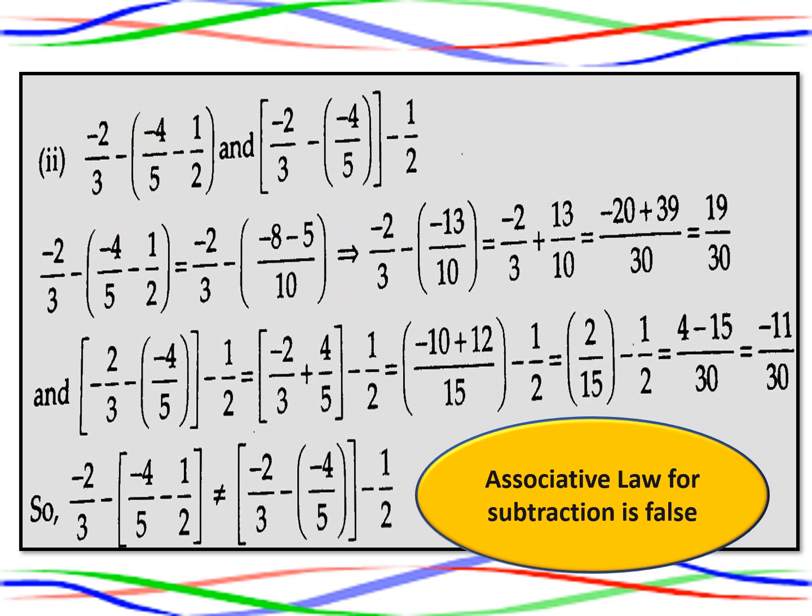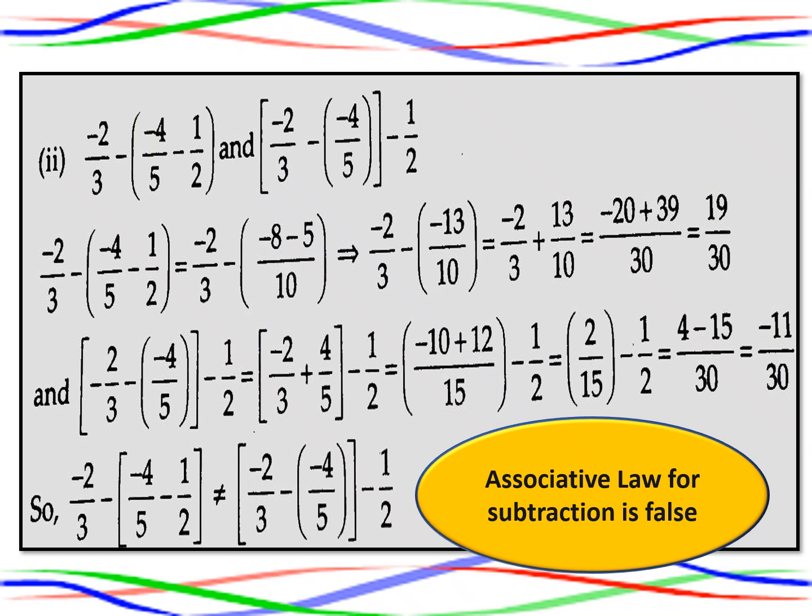Now consider the RHS, minus 2 by 3 minus 4 by 5, which is minus of minus again, so plus. Minus 2 by 3 minus 4 by 5 comes, and you take the LCM of 3 and 5, that is 15, and you add it. Minus 10 minus 12 comes as the resulting equivalent, and it is minus 22 by 15. First within the bracket you obtain this, and then you do minus half. So that comes as minus 11 by 30, which proves that we cannot use brackets freely in subtraction.